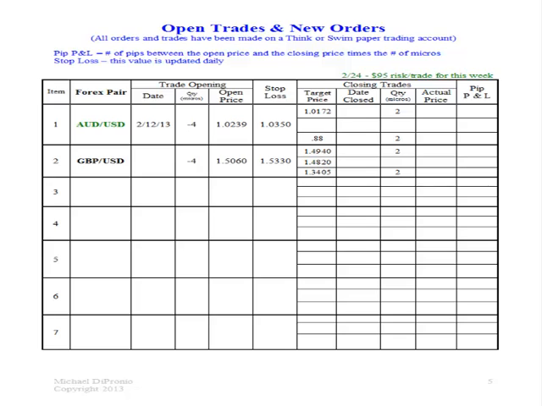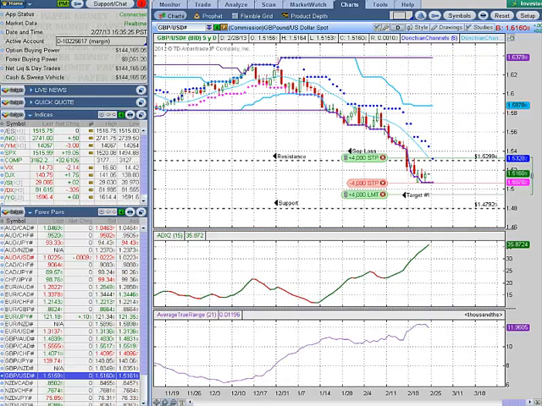For new orders, as mentioned in yesterday's analysis, if the pound US dollar consolidated one more day, I would put on a trade. Well, we placed an order to sell 4 micros at 1.5060 with a stop at 1.5330. This trade is not yet open. Here's the price chart for the pound US dollar showing the order entry details.